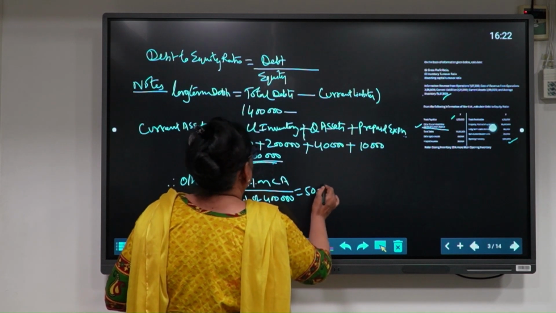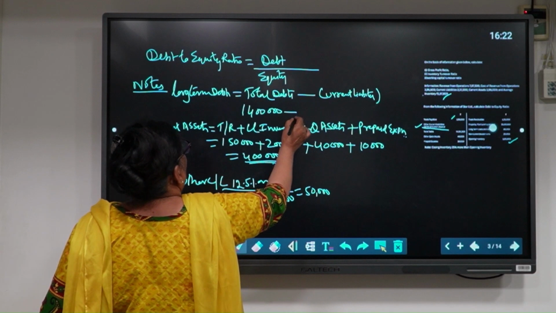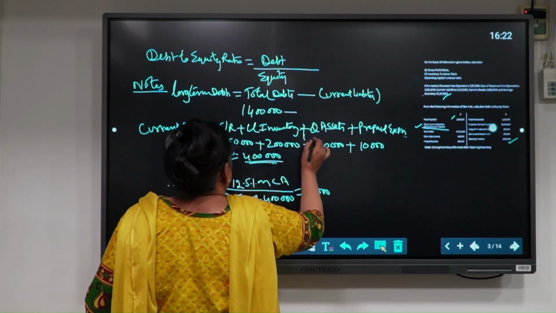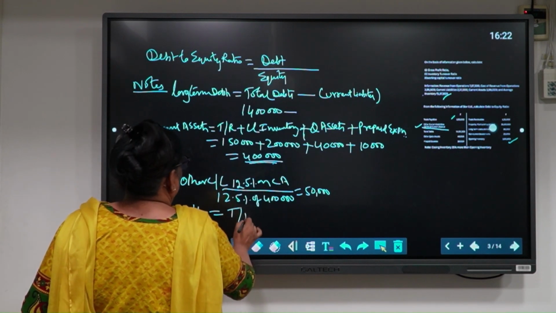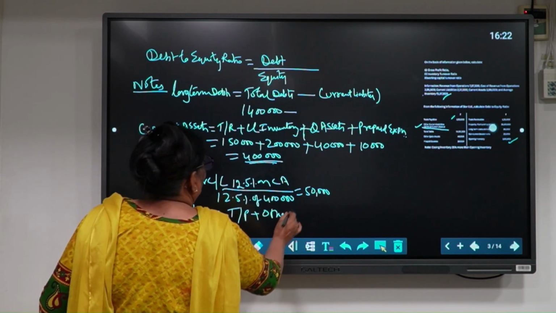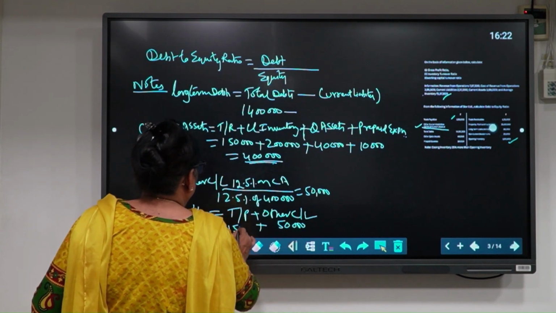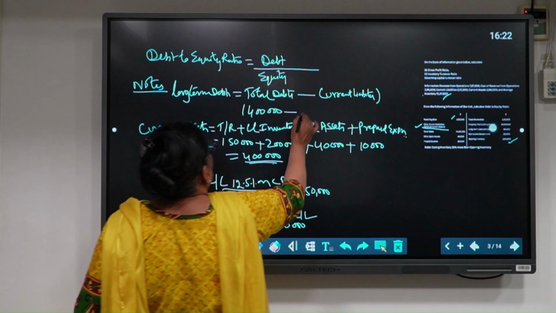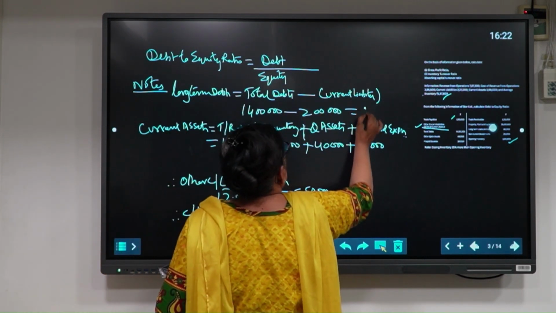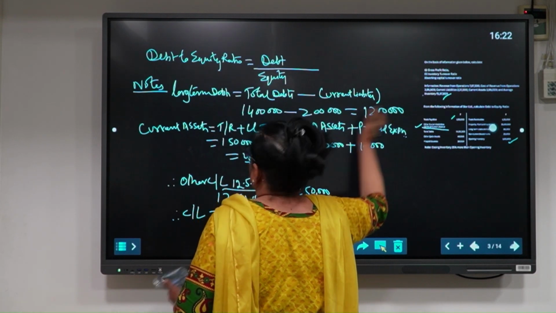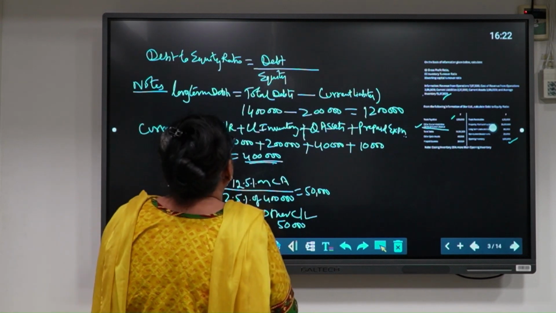Correct? Now, because we want it in this formula, what is my current liability? Current liability is equal to trade payable plus your other current liability. 50,000 is there plus 1,50,000 is there. So I am getting 2 lakhs. Now your long-term debt is your 12 lakhs.